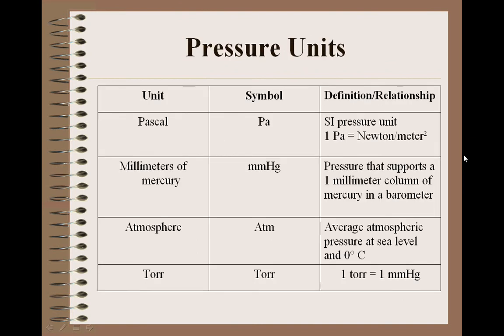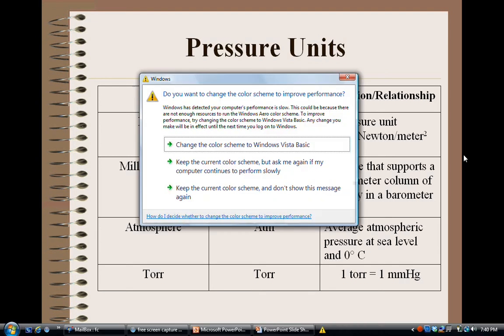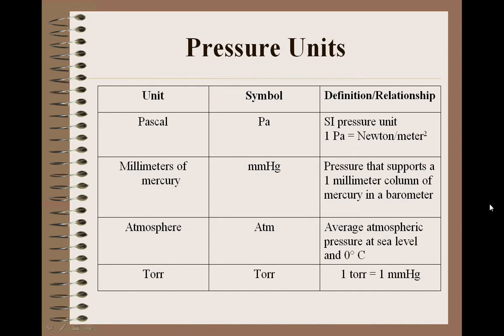Pressure units: the Pascal, with the symbol capital P, lowercase a, is our standard pressure unit. There's the millimeters of mercury, mmHg, which is a 1 millimeter column of mercury in the barometer. Then you have the atmosphere, ATM, the average atmospheric pressure at sea level and 0 degrees, and then the torr, where 1 torr is also 1 millimeter of mercury.